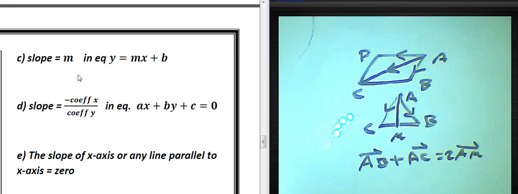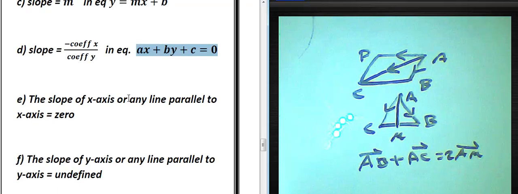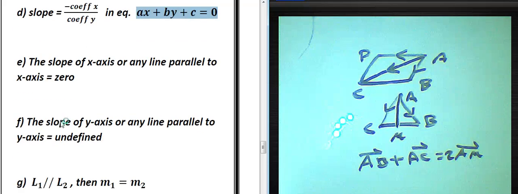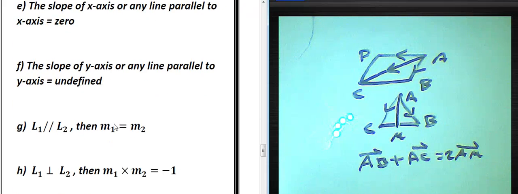We can find the equation y equals mx plus c. M is the constant here, and it refers to the slope. Slope equals the negative coefficient of x over the coefficient of y, for the equation ax plus by plus c equals 0. The slope of the x-axis or any line parallel to the x-axis equals 0, and the slope of the y-axis or a line parallel to the y-axis is undefined, meaning 1 over 0.